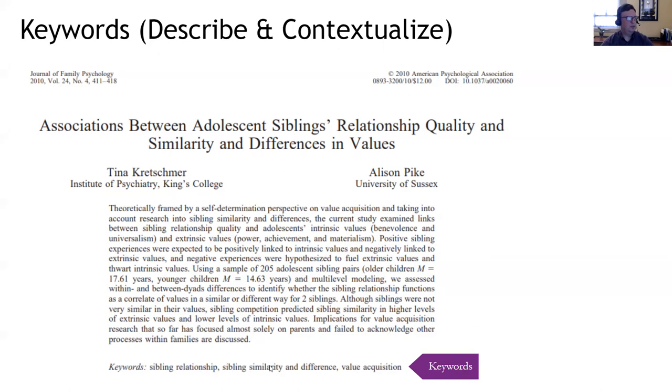Same thing for sibling similarity and difference, and then value acquisition. These are super helpful too when you're trying to expand your own search or maybe even narrow it. These keywords are super helpful. This is the terminology that'll help you find similar information. So again, sometimes this gets overlooked and can be really helpful for your own searches.